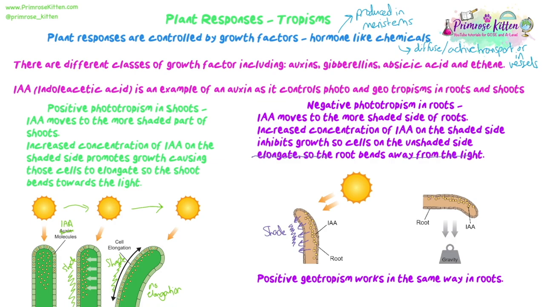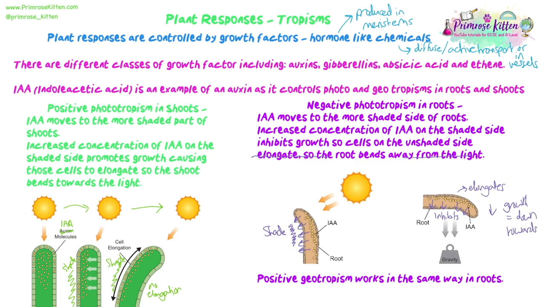Okay, so then if we think about gravitropism or geotropism as well, it happens in the same way. So positive geotropism works in the same way as negative phototropism in roots, because the IAA is going to move to the side that is lowest to the ground or closest to that gravitational pull. Again, it's going to inhibit elongation in those cells, whereas the elongation occurs on the side that's furthest away from the gravitational pull. And so then we get that movement down, bending down and growing down towards the gravitational pull. So that's how the roots go further into the ground.